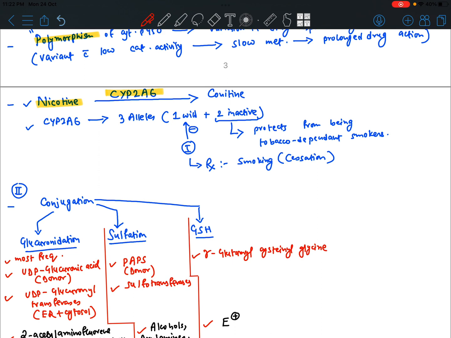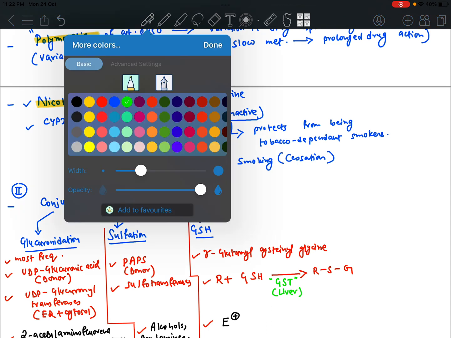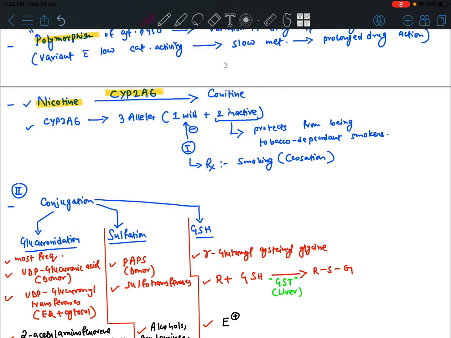So what's the reaction? If R is an electrophilic xenobiotic and we add GSH, we have RSG, which is basically a sulfur conjugate. The enzyme is glutathione S transferase, so I'm just writing GST. It's present in the liver, and there are interesting things about it.